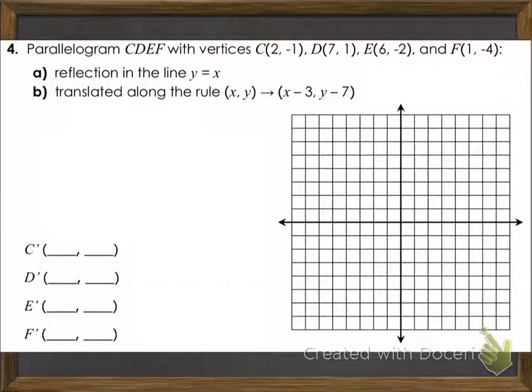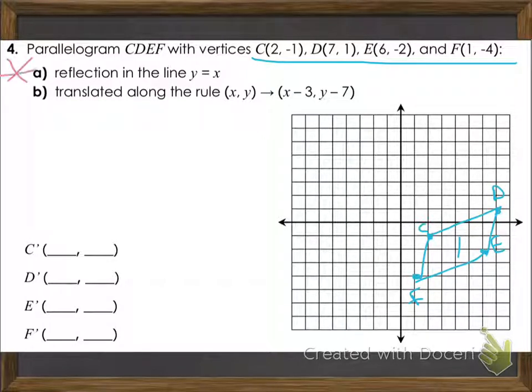So now for number 4, once again, you just start by plotting your original points. I'm going to do that in blue. So C is going to be at 2, -1. So we're going to go to the right 2 and then down 1. So that's going to be C. And then D is at 7, 1. So we go to the right 7 and then up 1. So that's going to be D. And then E is at 6, -2. So we go to the right 6, down 2. That's E. And then for F, we go to the right 1 and then down 4. So that's going to be F. And there we go. There's my shape. So that's my first shape.